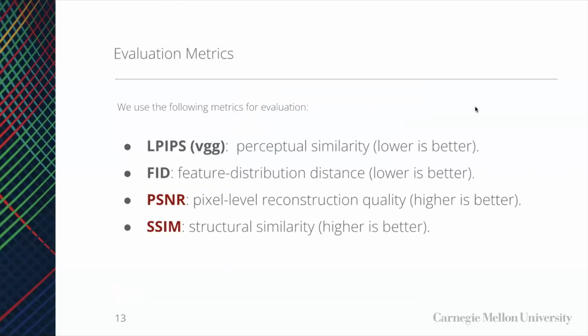Among these metrics, LPIPS and FID were used in the original paper. Without getting too much into the details, LPIPS is essentially perceptual similarity. FID measures the distance in distribution between predicted and real images. PSNR focuses on the pixel level accuracy, while SSIM measures structural similarity.